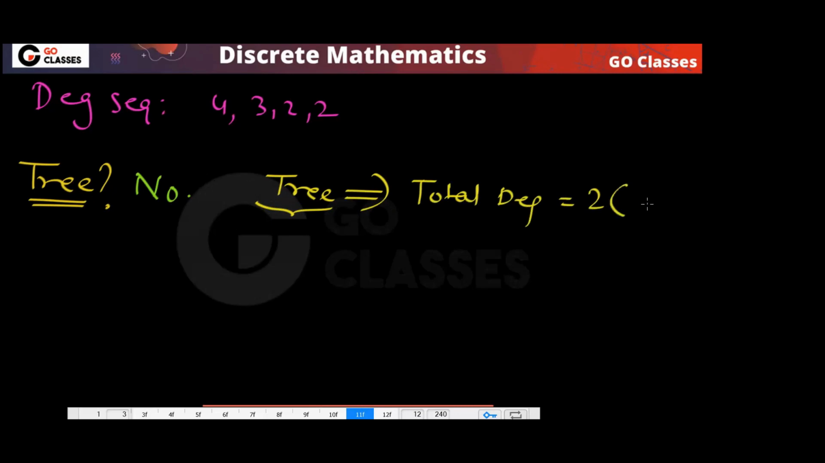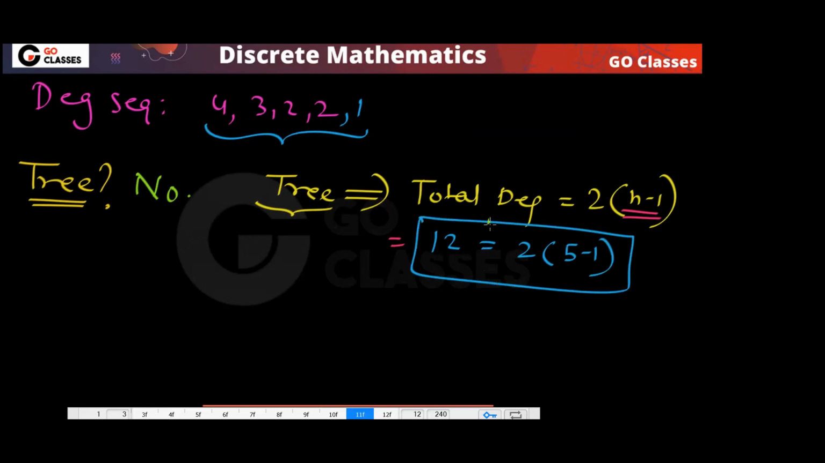Total degree should be equal to twice the number of edges. In a tree, the number of edges is n minus 1. So total degree should be equal to twice the number of edges. And you can notice the total degree here is 11. Actually, because you have total degree 11, you cannot create any graph. So let me take 12. Now you can notice that 2 times (5 minus 1) does not equal it, so this equation does not satisfy. So I can say there is no tree. You cannot realize a tree.